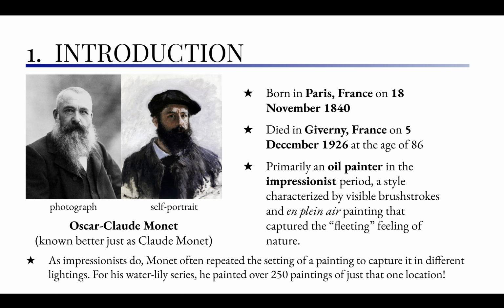On plein air painting was a method of painting where one painted outdoors rather than inside of a studio, like most of the artists did during this time period. As many of the Impressionists do, Monet often repeated the setting of the painting to capture it in different lightings. For instance, his Water Lily series has over 250 different iterations of just that one location over the water with the bridge hanging over it. We'll come across an example of it in just a second. Monet died on the 5th of December, 1926 in Giverny, France at the age of 86. He lived a long life.